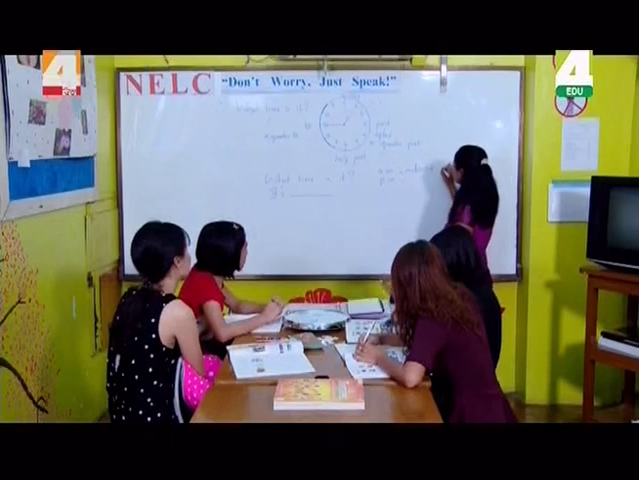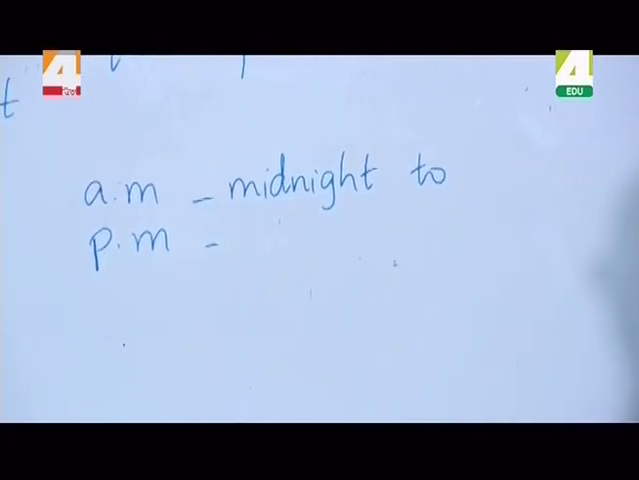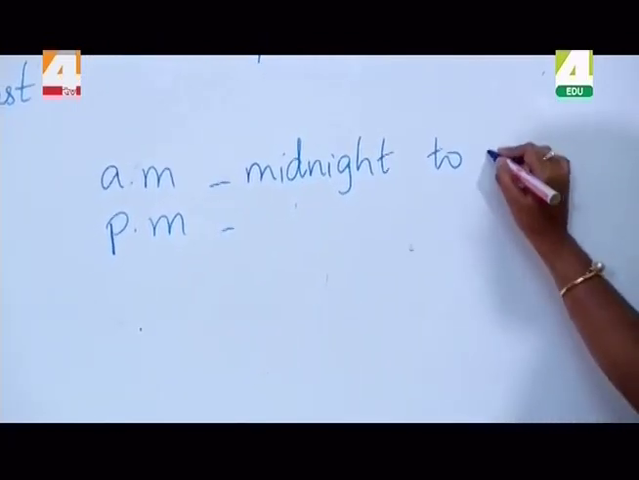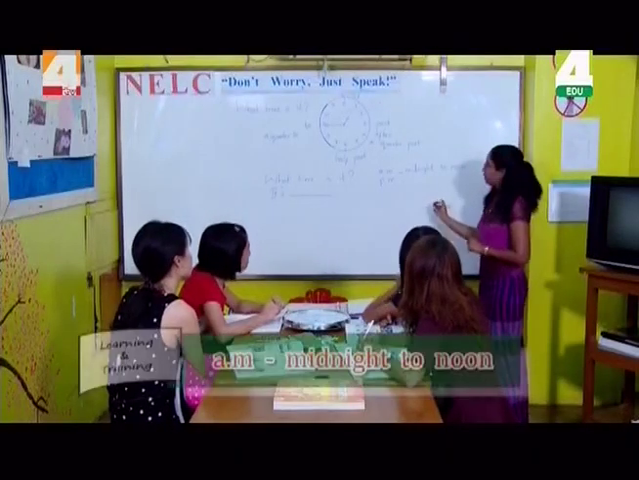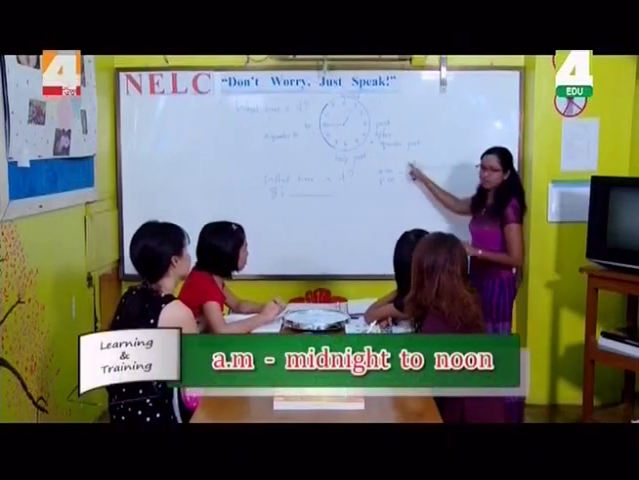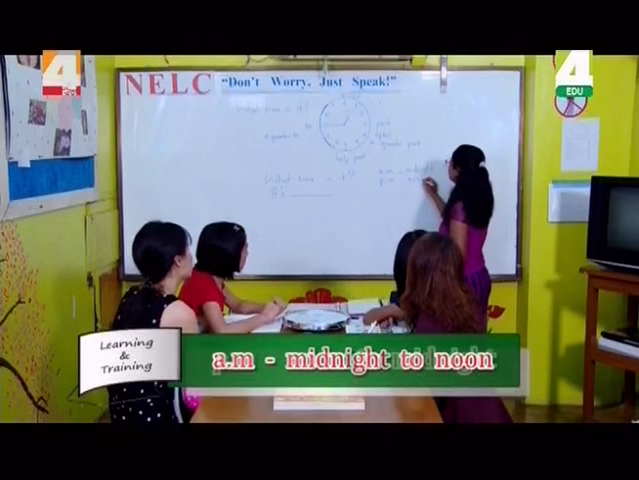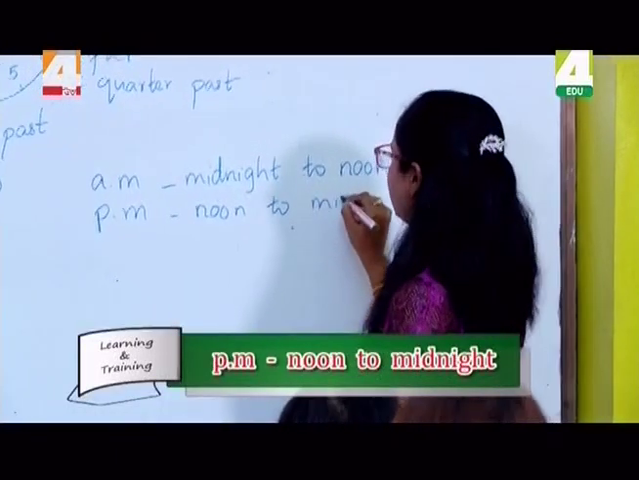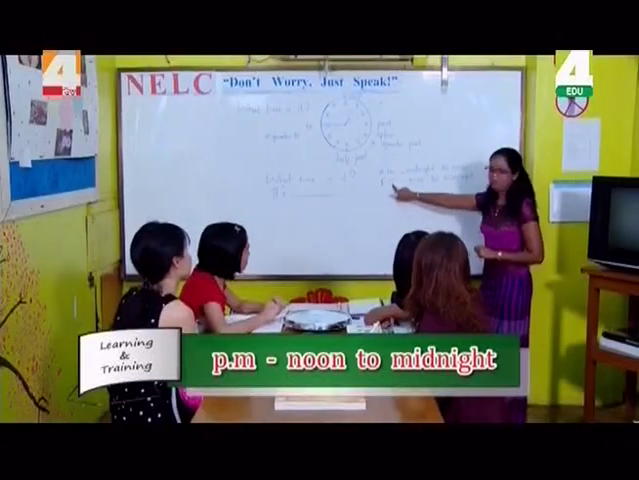So midnight to morning. Morning means which period? 11, right? So that is noon. Easy way we can memorize it, right? So midnight to noon, we use AM, right? So PM is noon to midnight. So we use with PM.